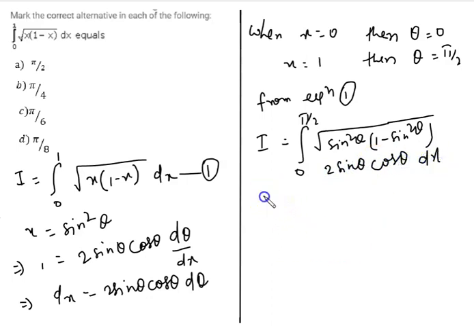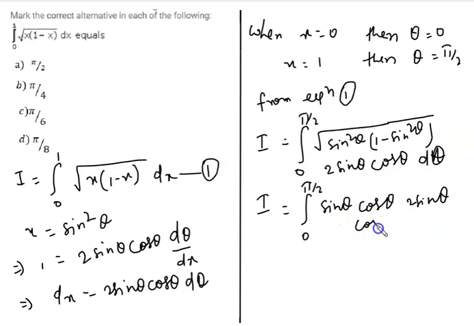Now you can apply one formula here. First of all, I am going to solve further. The limit is 0 to pi by 2, and when we remove this square root, it will become sine theta, and we know that 1 minus sine square theta equals cos square theta, and the root of cos square theta is cos theta. Then we have 2 sine theta cos theta d theta. Getting my points?